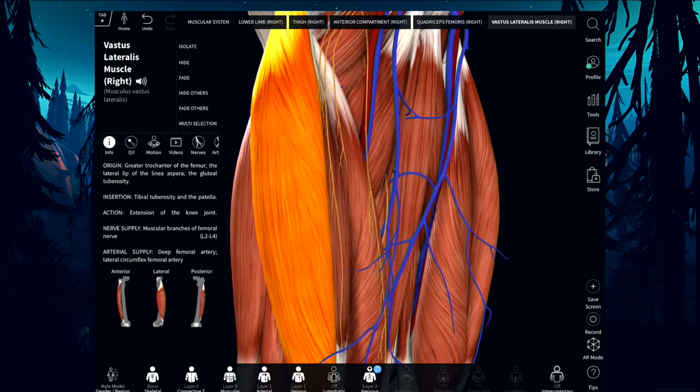This is a new adaptation of a percutaneous muscle biopsy technique.